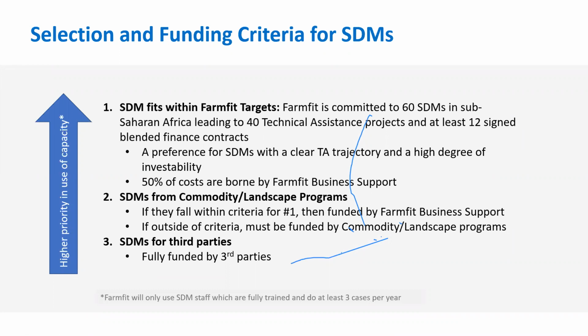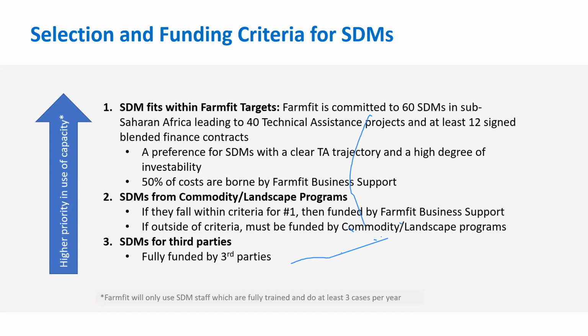So that means that automatically we are more interested in TA projects that potentially have a high degree of investability. And for all these, we would pay 50% of the costs. So if you as a program fit into this category, if we can do something together, we as FarmFit are willing or able to co-fund this by 50%.